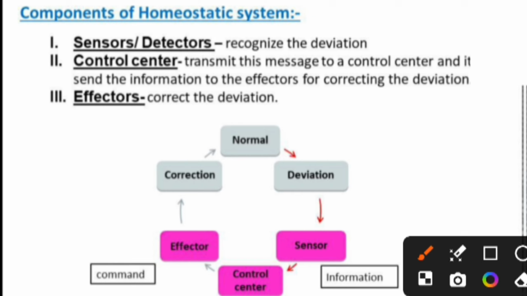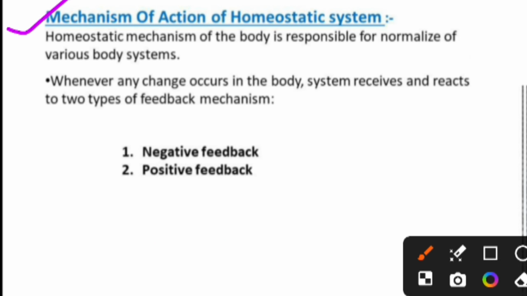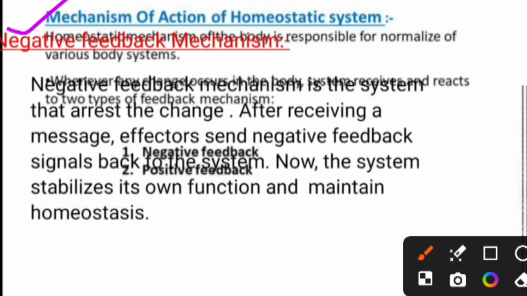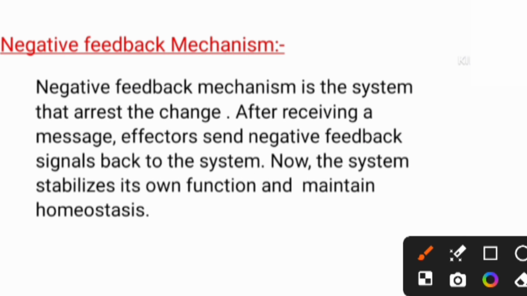The homeostatic mechanism of the body is responsible for normalizing various body functions or body systems. Whenever any change occurs in your body, the system receives it and reacts by two kinds of feedback mechanism. There are two feedback mechanisms: one is negative and the other is the positive feedback mechanism. So first of all, what is the negative feedback mechanism and what is the positive feedback mechanism?